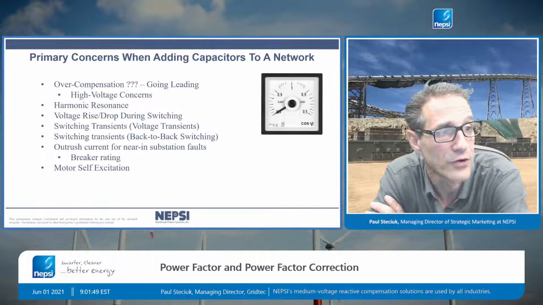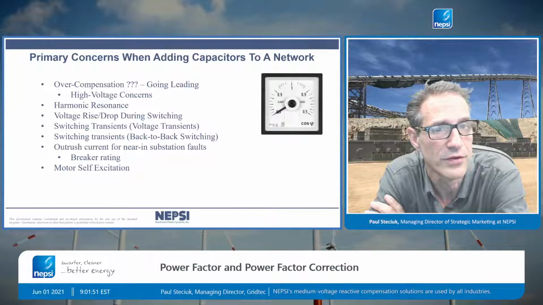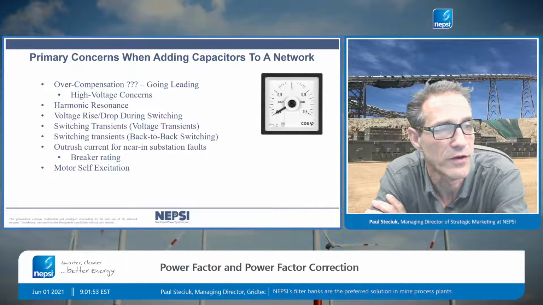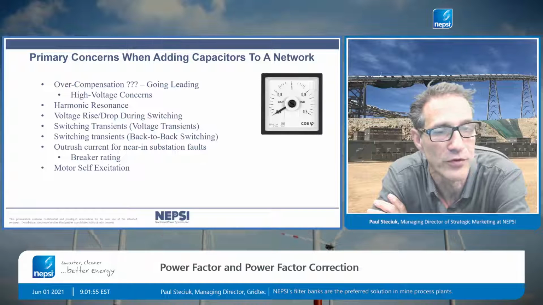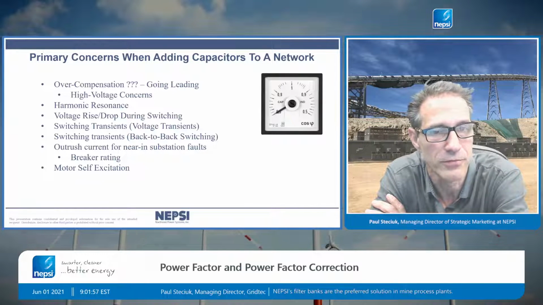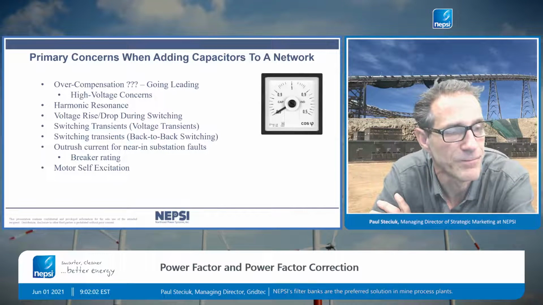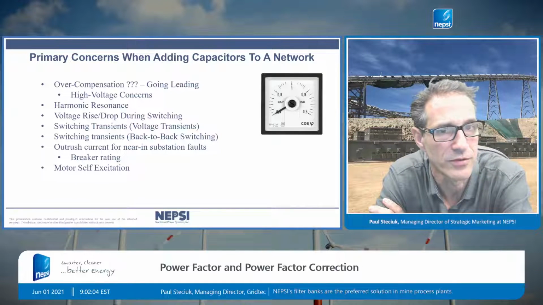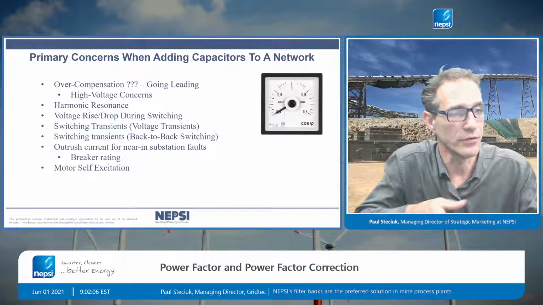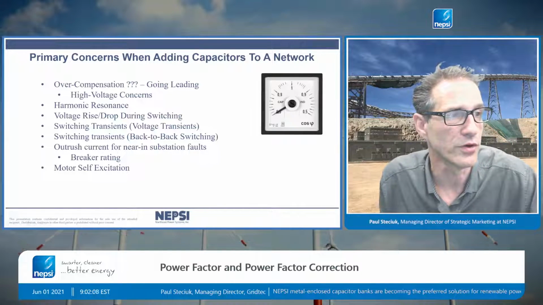There are outrush current concerns in the substation for nearby faults. When there's an outrush from a capacitor bank to a nearby fault within the system, oftentimes the breakers in the substation might need to be uprated, and I think I'll show that in motor excitation.